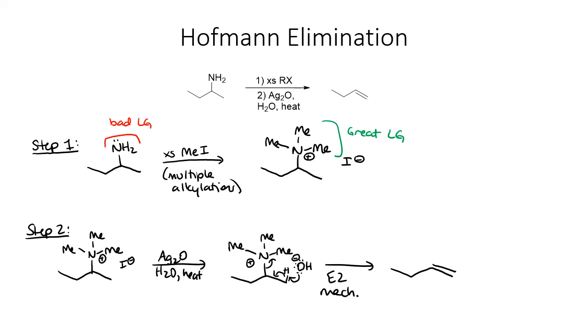So the Hofmann elimination will always give the least substituted product due to steric hindrance, and this is going to be our final product.